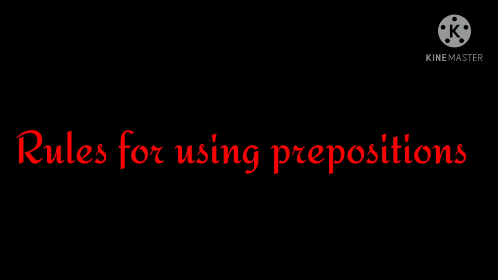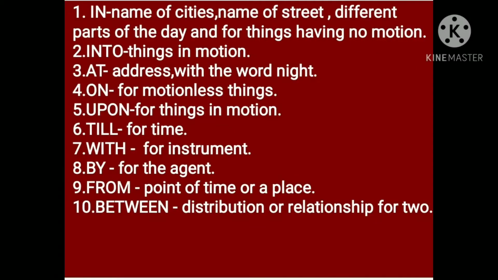Children, next we are going to study rules of using prepositions. In is used with the name of cities. For example, she lives in Agra. Second one is name of street. For example, my uncle lives in Oxford Street. In. Third one is different parts of the day, like morning, evening, afternoon, we use in. For example, I go for a walk in the morning.